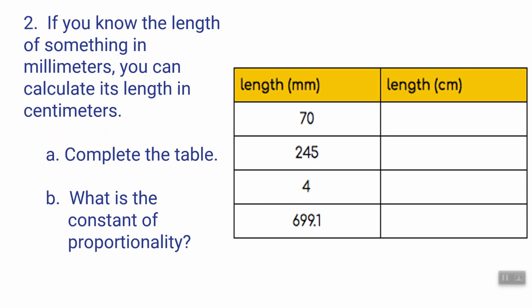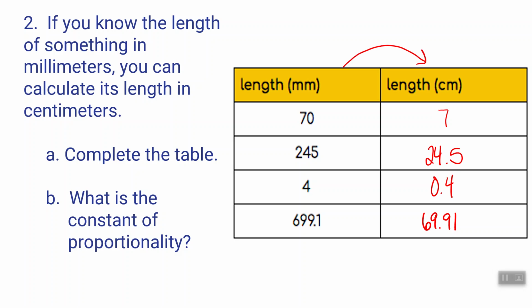Complete the table. Most students in their mind understand that if there are 10 millimeters in a centimeter, then we should be dividing by 10 to get the answer in centimeters. So 70 divided by 10 is 7. 245 divided by 10 is 24.5. 4 divided by 10 is 0.4. And 699.1 divided by 10 is 69.91. So we are dividing by 10.